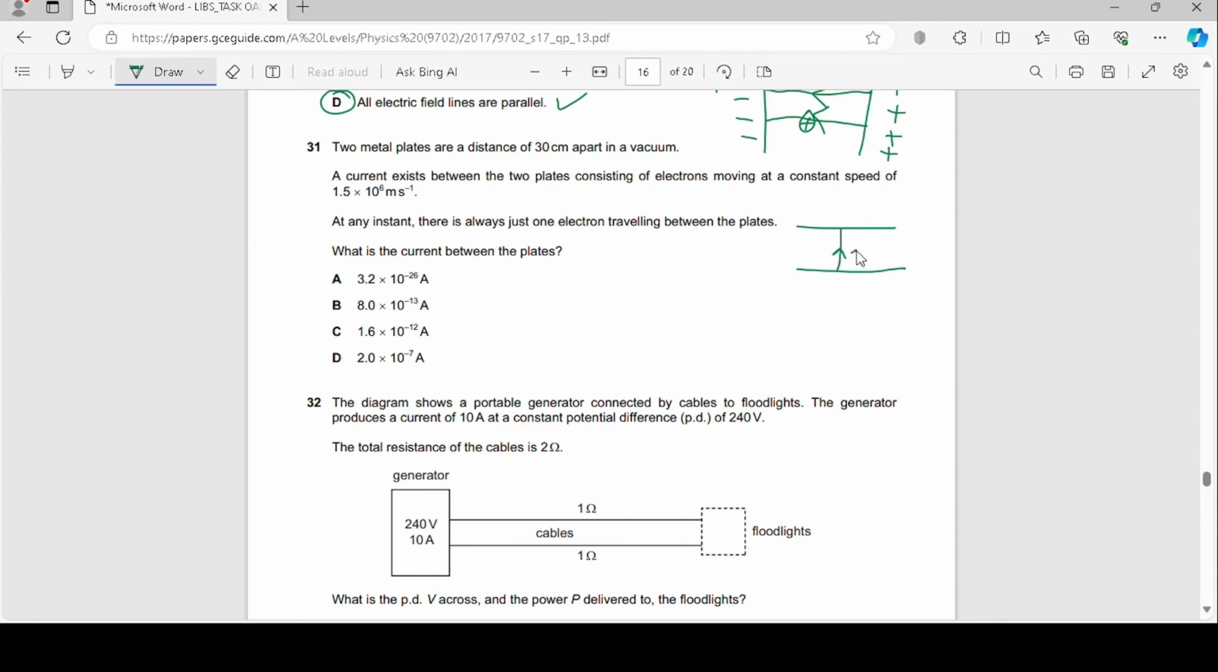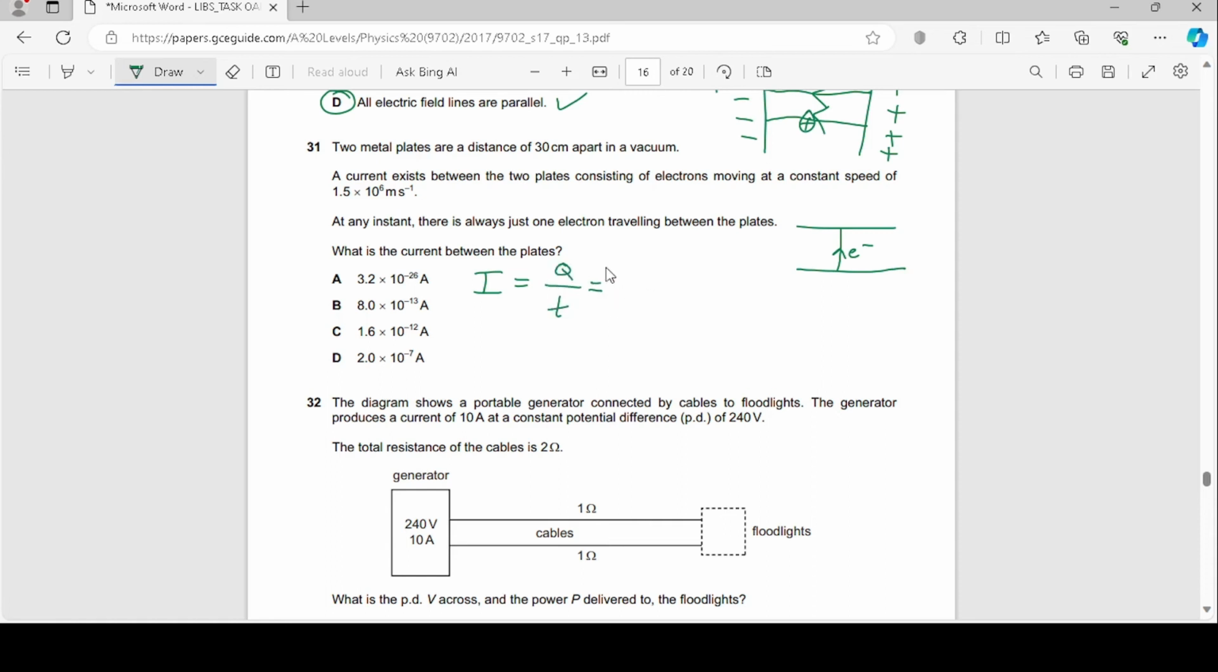And then at any instant, there's always just one electron traveling between the plates. Okay, that's, I guess, a simplifying assumption, perhaps. Now, what is the current between the plates? So, I guess we could just use the current equation. Current is the rate of flow of charge, right? So, I equals Q over t.